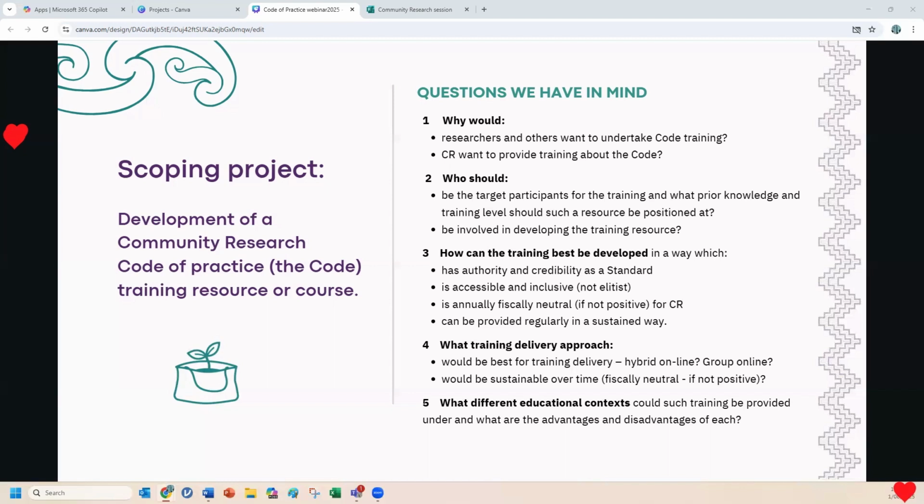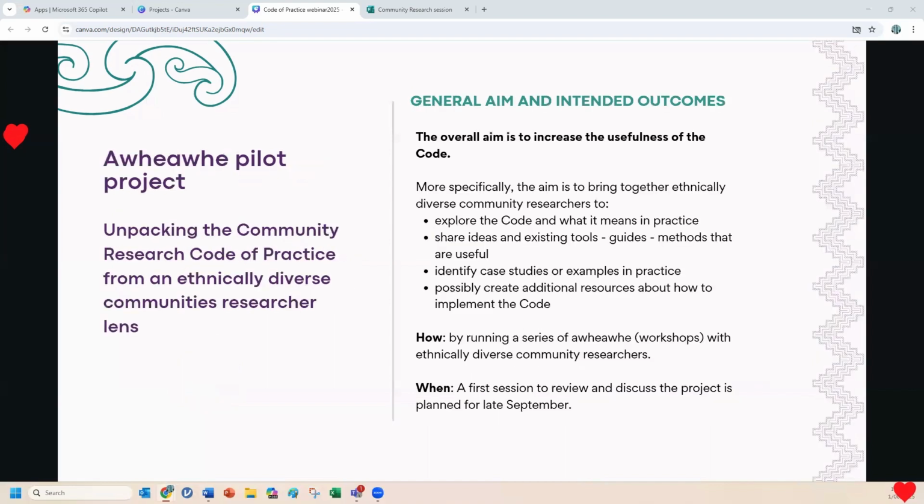Finally, the Awhiawhi pilot project. This is a pilot project, and it's about unpacking the code of practice from an ethnically diverse communities lens. The idea is to have a series of workshops, Awhiawhi, to explore the code and what it means in practice, share some ideas about existing tools, guides, and methods that are useful, hopefully identify some case studies or examples in practice, and potentially create some additional resources about how to implement it.